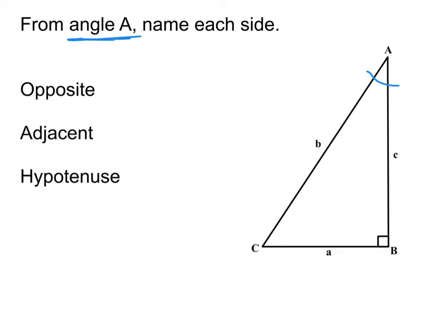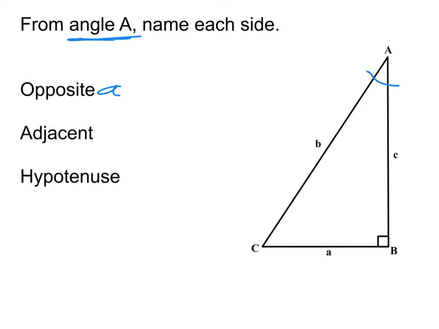Well, the opposite is the side that we aren't touching with our angle. A way you can even think about it is put your finger at the angle. Which side are you not touching if you put your finger at angle A? It's got to be this side over here. This is the opposite. So the opposite of angle A then is side A.